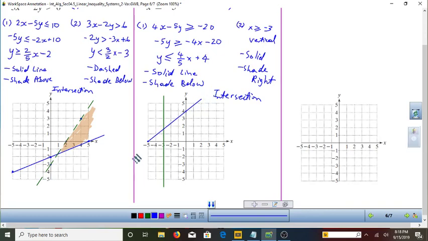Then I shade the region that satisfies the conditions. It is below this line here, the first line, and to the right of the vertical line. So below the blue line and to the right of the green line. We're talking about this region right here. And there we have our solution to our system of inequalities right here.